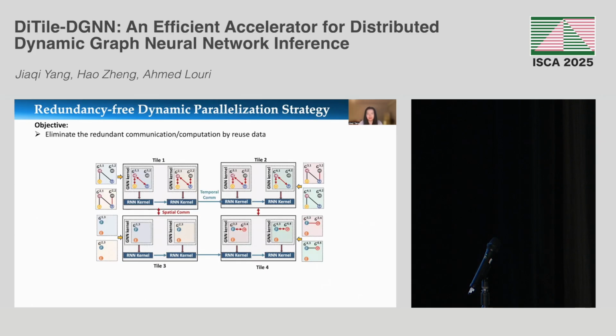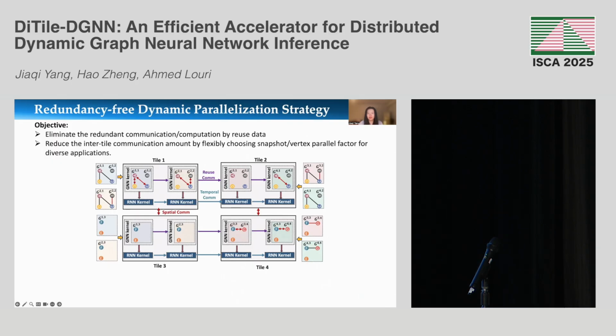Building on the previous slides, we now explain how our strategy reduces communication overhead by leveraging data reuse and adaptive tiling. The core idea consists of two parts. First, we eliminate redundant communication and computation by reusing intermediate features from RN kernels, either within the same tile or from neighbor tiles. Second, we reduce inter-tile communication by flexibly choosing the snapshot and vertex power level factor depending on the application's characteristics.